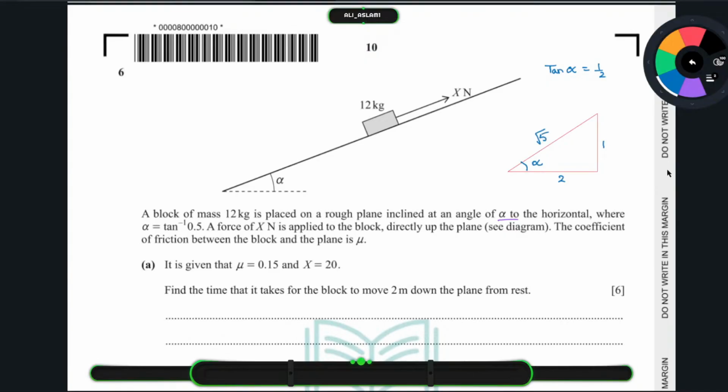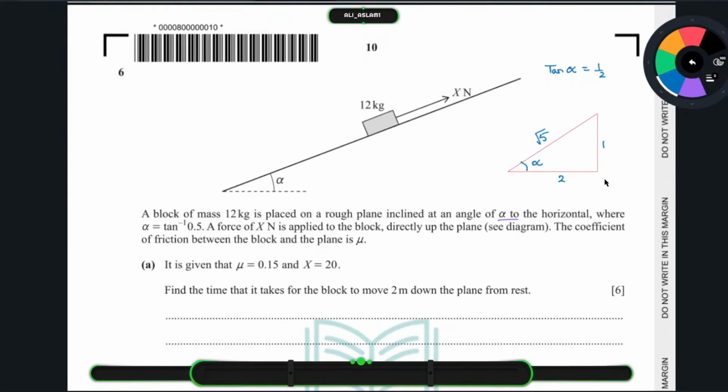A force of X newtons is applied to the block directly up the plane. The coefficient of friction between the block and the plane is mu. It is given that mu is 0.15 and X is 20 newtons. Find the time that it takes for the block to move 2 meters down the plane from rest.